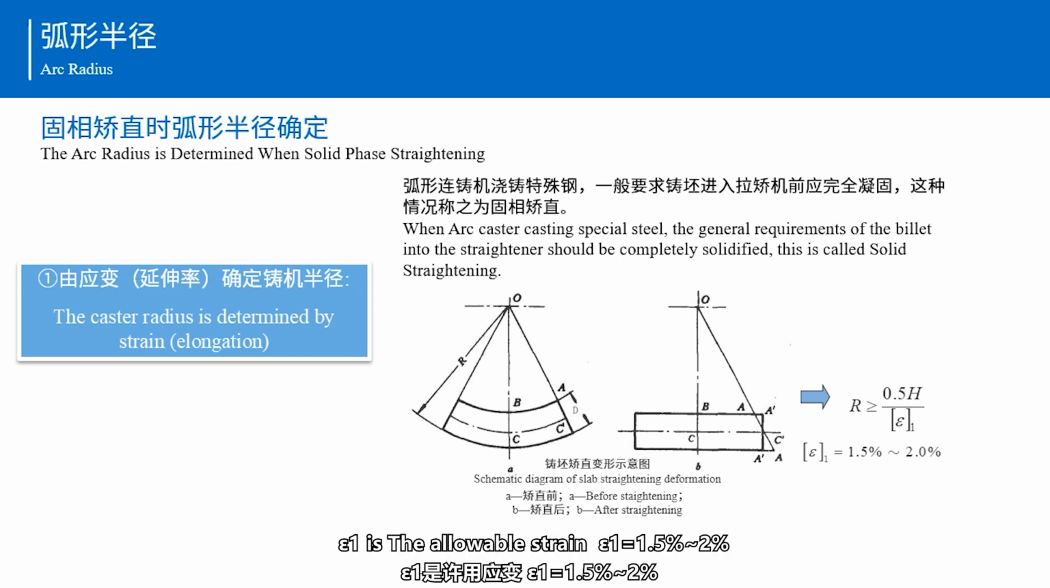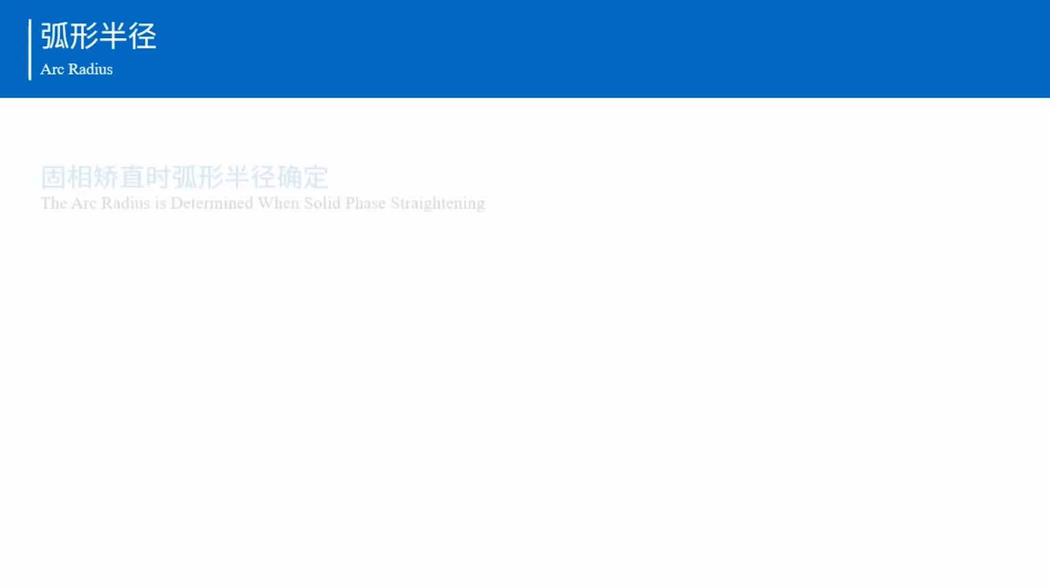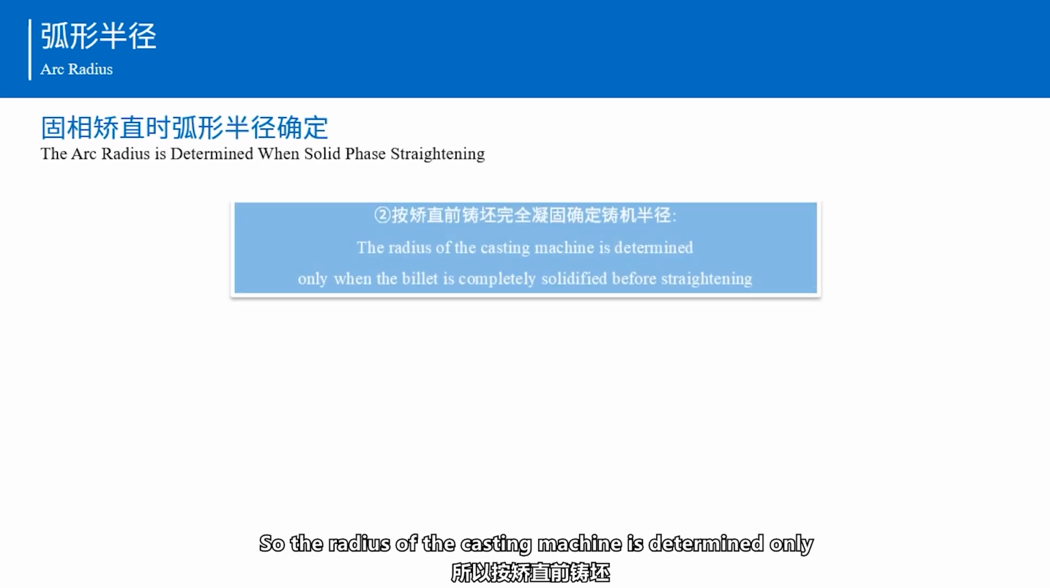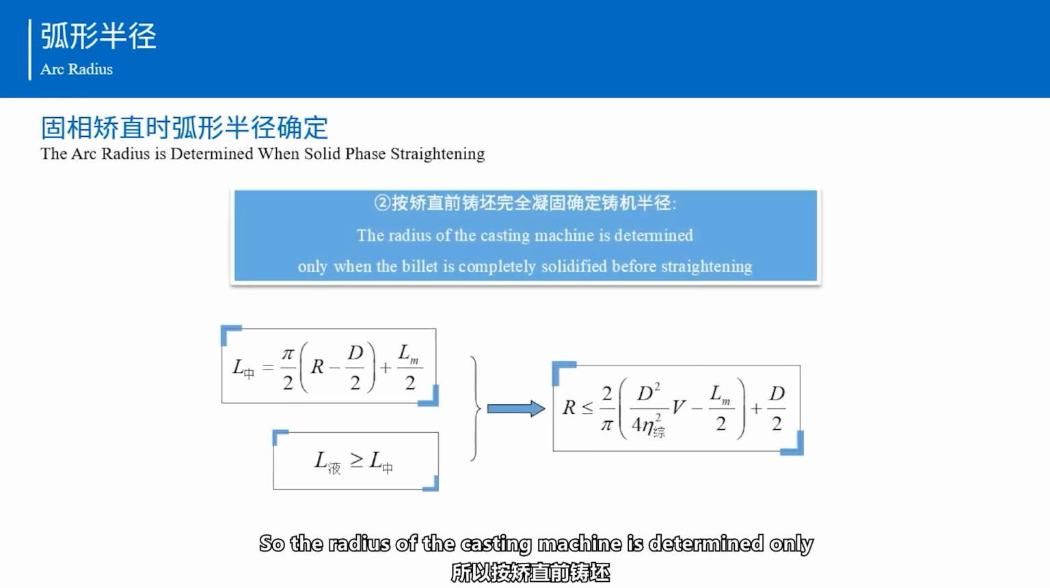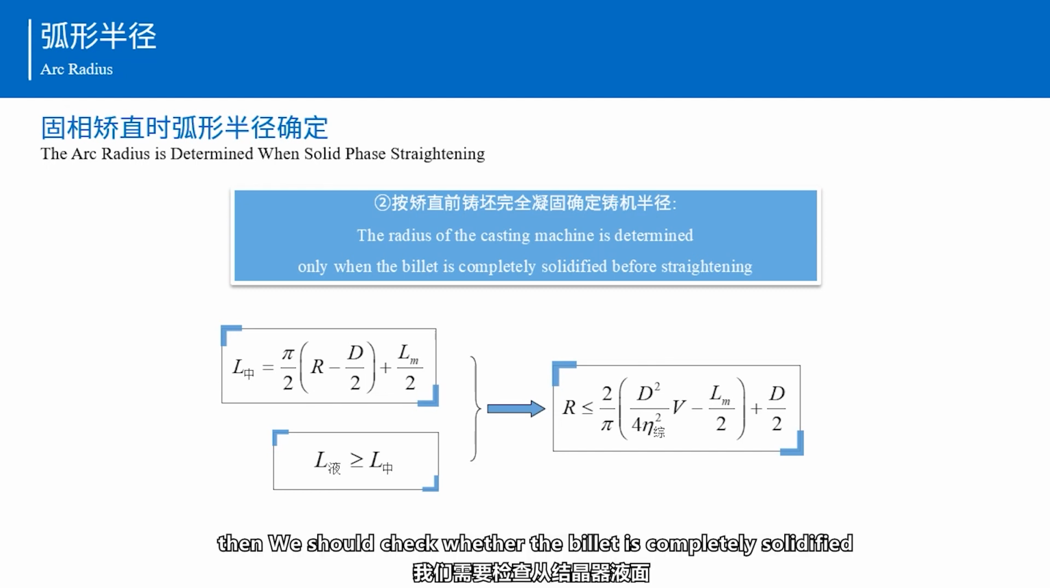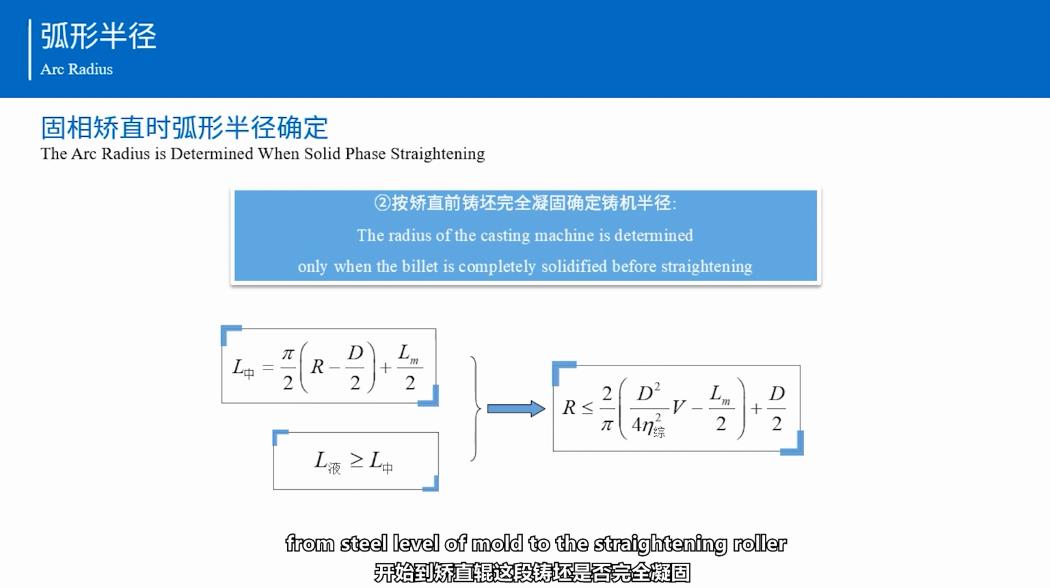ε1 is the allowable strain or elongation. ε1 is equal to 1.5% to 2%. So, the radius of the casting machine is determined only when the billet is completely solidified before straightening. Then, we should check whether the billet is completely solidified from the steel level of the mold to the straightening roller.